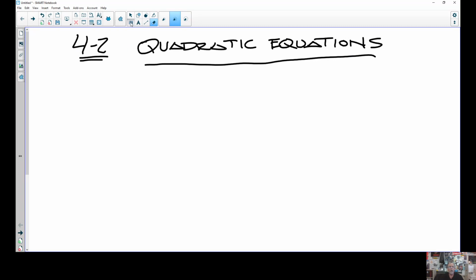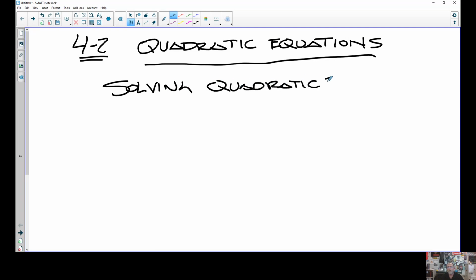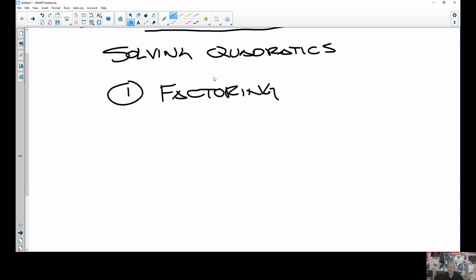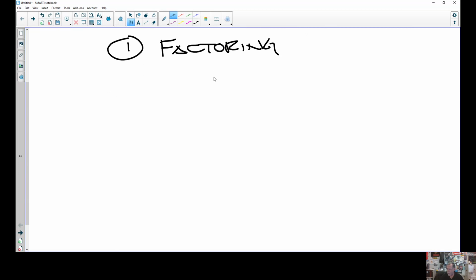We are going to start, of course, this is all about solving quadratics. And we're going to have three methods we're going to use. First one is factoring. Again, guys, this is our last chance to master this whole thing of solving quadratics. So let's look at a couple examples.